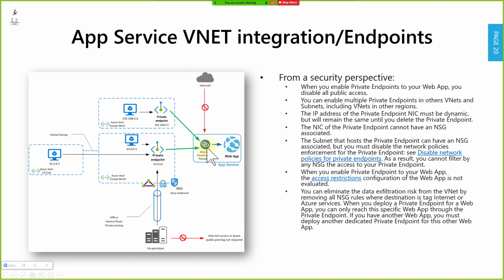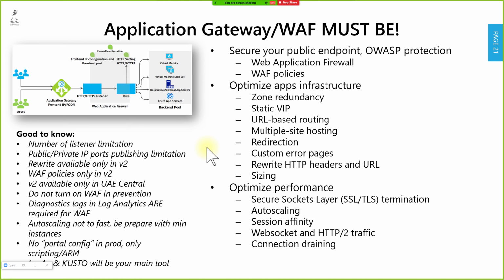The application will turn off any direct public connectivity points from its side. So no one will be able to connect to this application by direct public IP or direct name, only over this internet connectivity. Application Gateway and Web Application Firewall are a must-have. Why? Because the first one secures your public endpoint for any application.